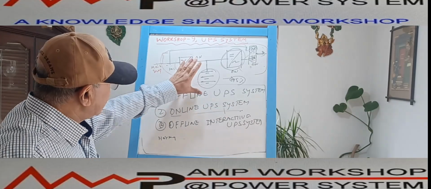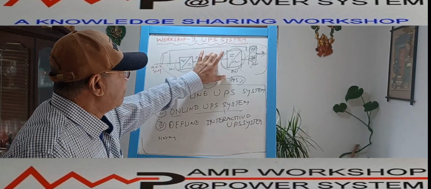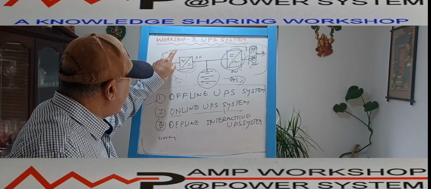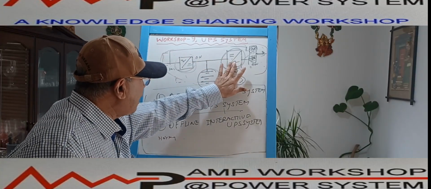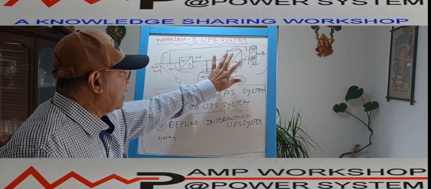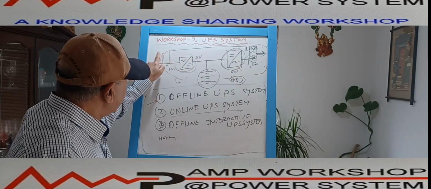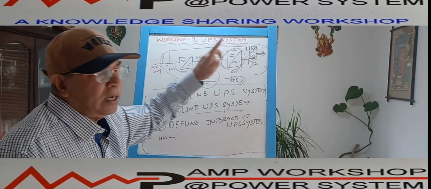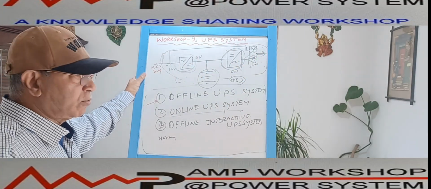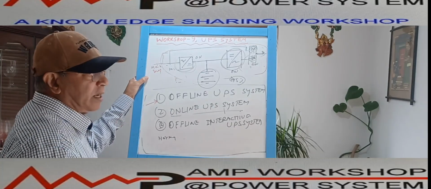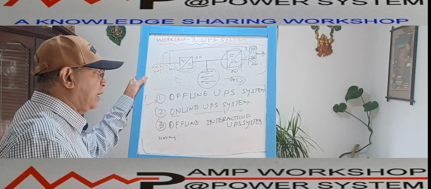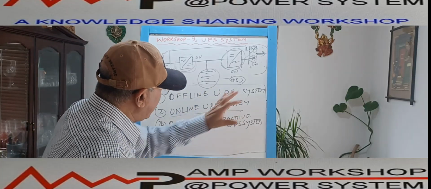Okay, but this 5% time only when this inverter fails, 5% time when the inverter fails, at that time what is happening? This bypass will go through the static switch to the load. This bypass supply, it may be clean supply or may not be clean supply. This is the online UPS.